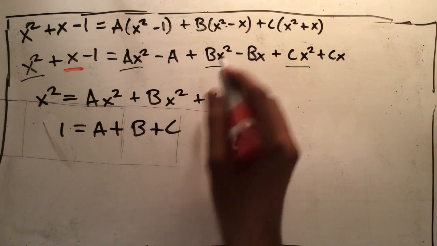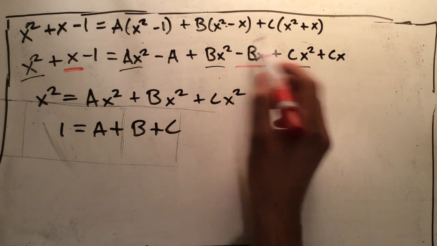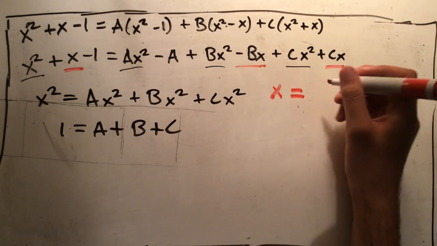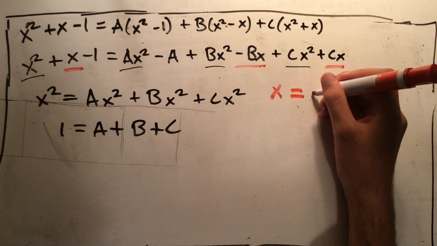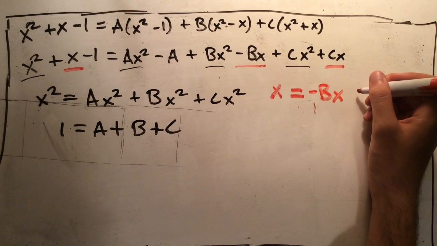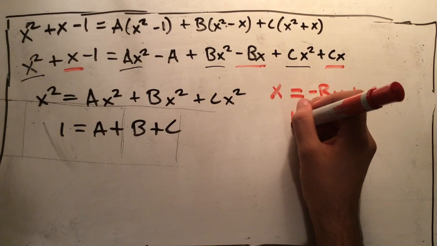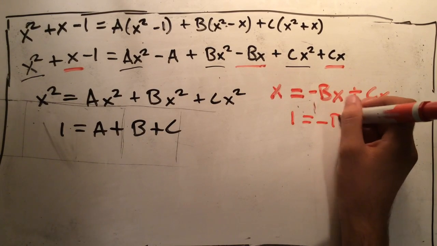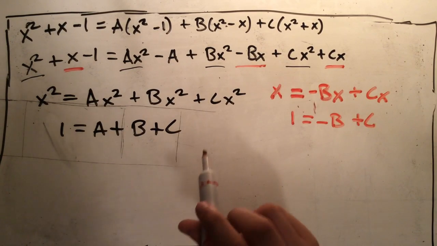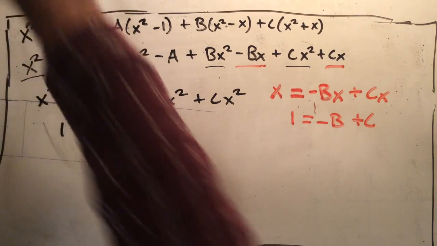So we'll have x, there's no x there, so we'll have negative bx, don't forget about the negative, and then cx. So it'll be x equals negative bx, and then plus cx. All the x's go away, so we'll have 1 equals negative b plus c, or c minus b, either or. Now that is going to be our second equation that we'll be working with to find a, b, and c.